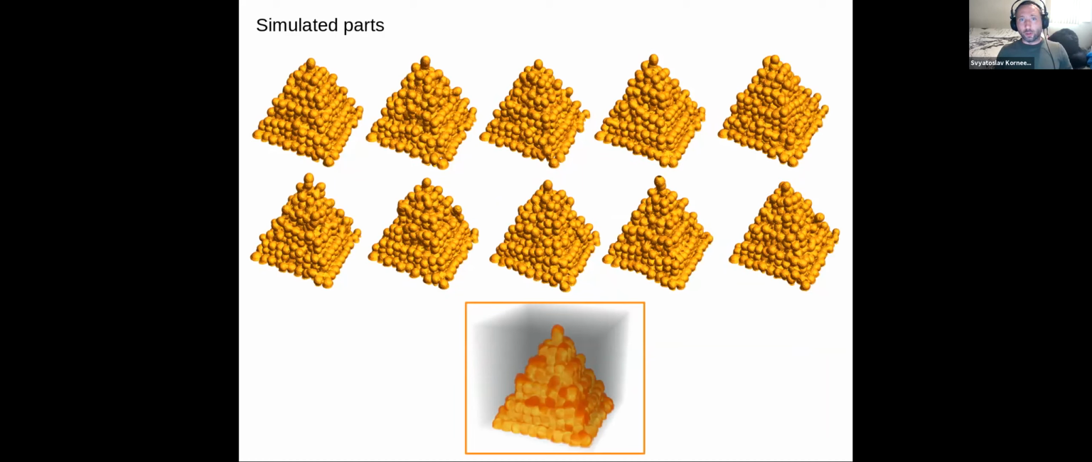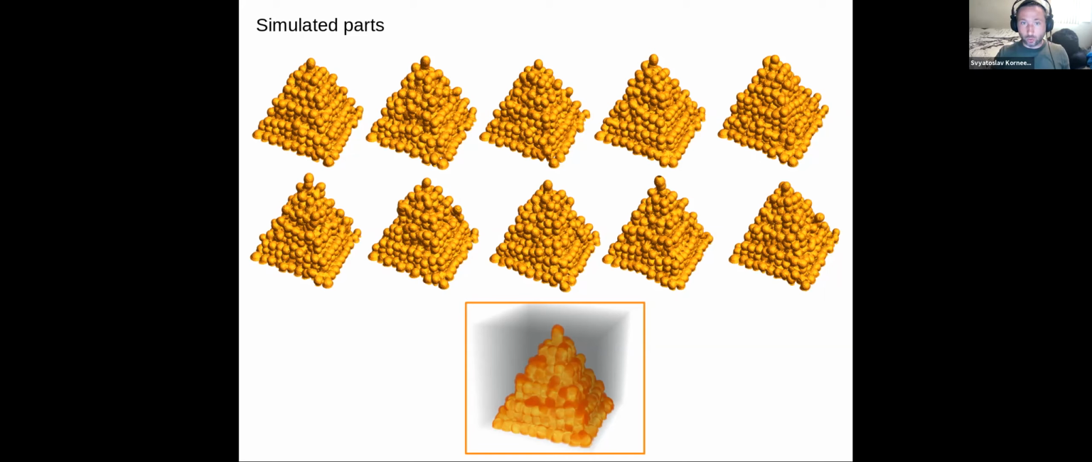So you have a model. You can introduce uncertainty at the droplet scale and see how it translates to the part scale. But this is very computationally heavy. It takes probably two to three weeks to simulate these pyramids. So it's very expensive. That's why we did model order reduction to speed up the simulation time.